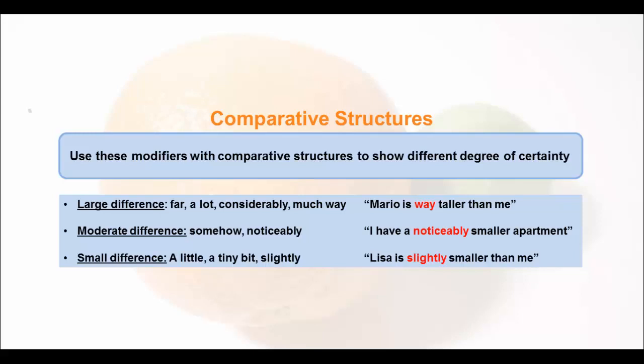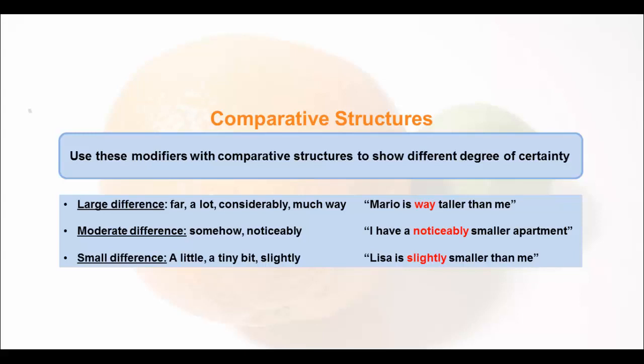Use these modifiers with comparative structures to show different degrees of certainty. To show a large difference, use words like far, a lot, considerably, much, or way. Mario is way taller than me. To show a moderate difference, use somewhat or noticeably. I have a noticeably smaller apartment.